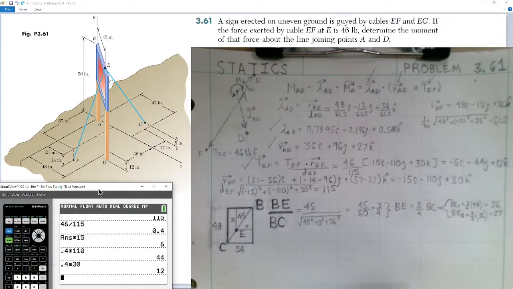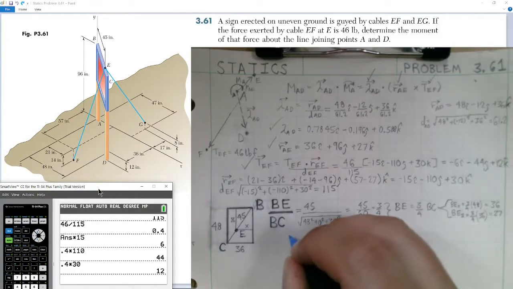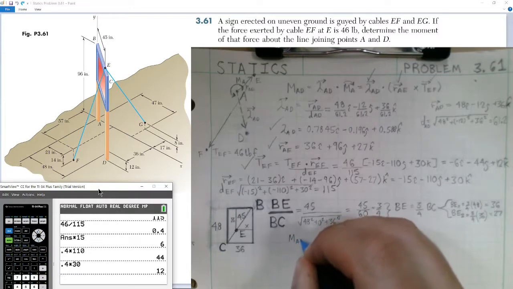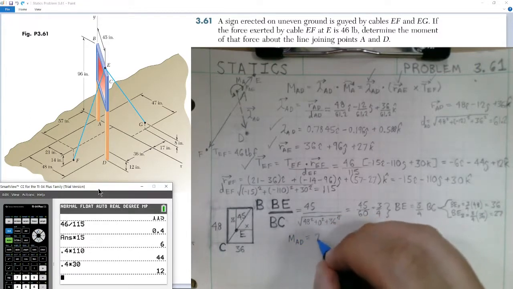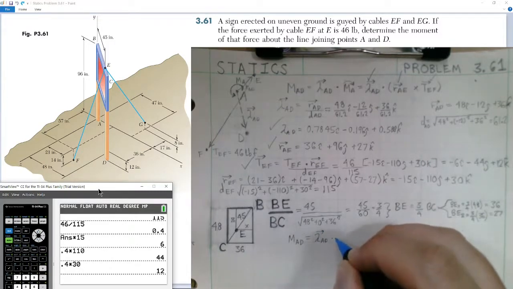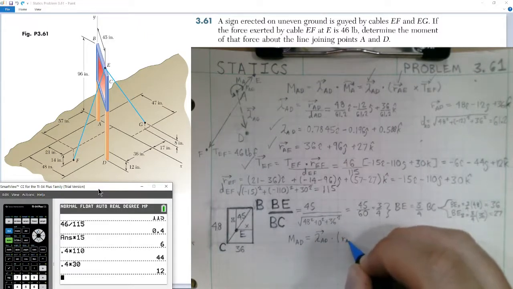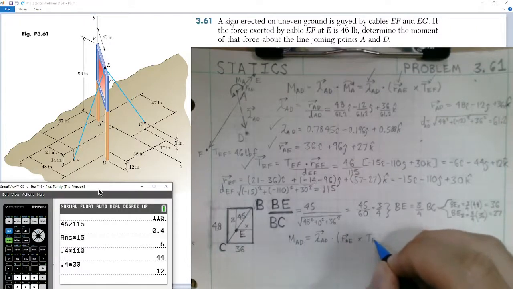Okay, so finally we can set up our matrix, or determinant for our matrix. We have moment about axis AD equal to the unit vector from A to D dotted with the position vector from A to E, r from A to E, crossed with the tension vector going from cable E, point E to point F along the cable.